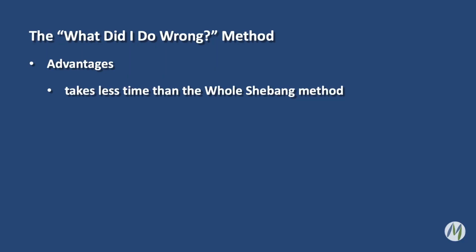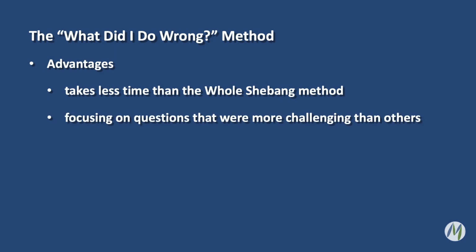There are a couple of advantages to this "what did I do wrong" approach. You'll probably review a smaller number of questions this way. And you're just focusing on the questions that you answered incorrectly. So these are probably going to be questions that were the most challenging for you, questions that you didn't understand as well as other questions. So you're just focusing your review on those particular questions.